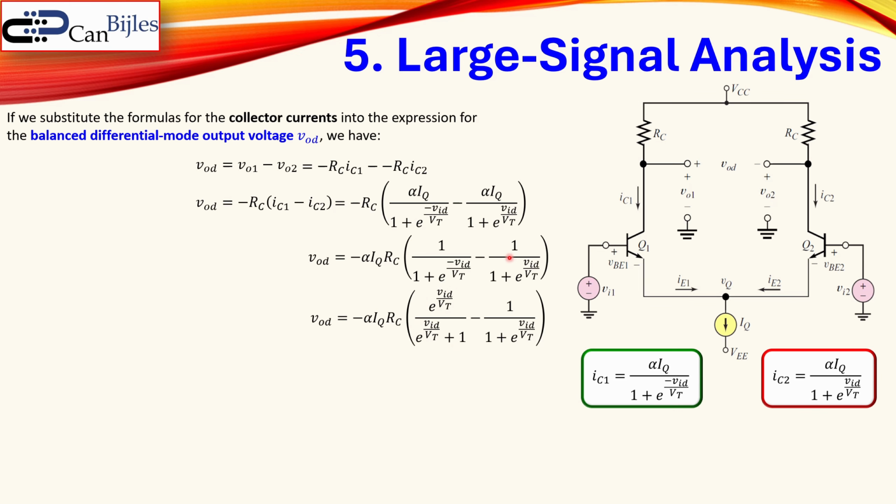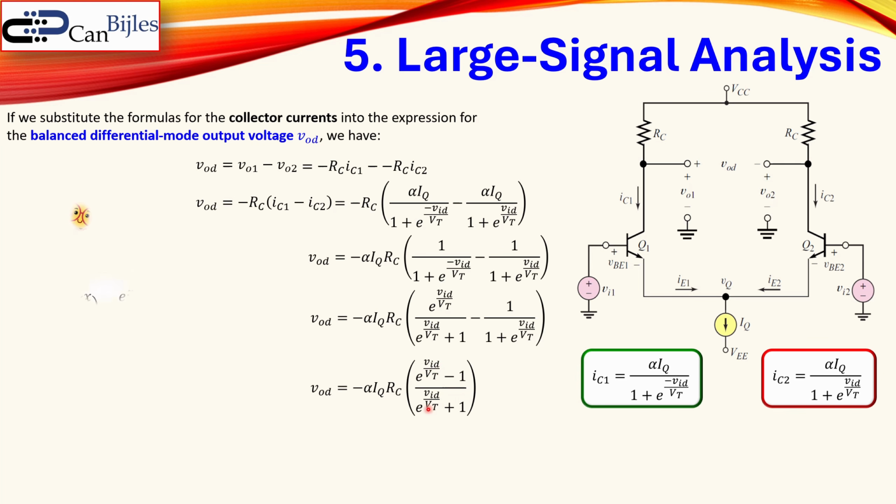That's shown here. Now we keep this term as it is, and we recognize that the denominator here and the denominator there are exactly the same. So we can do e to the power VID over VT minus 1 over this term. So that is the next step. Now why is this handy? Now we have an expression where we can relate the VOD to the VID.